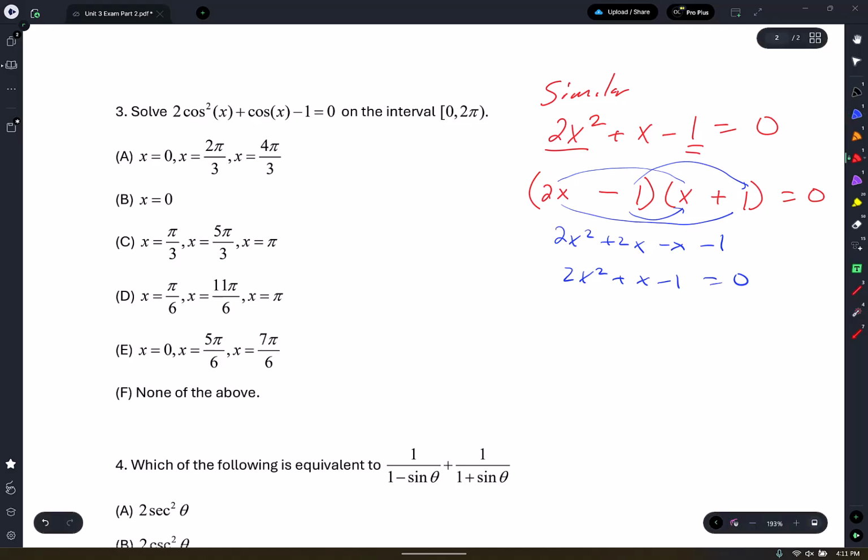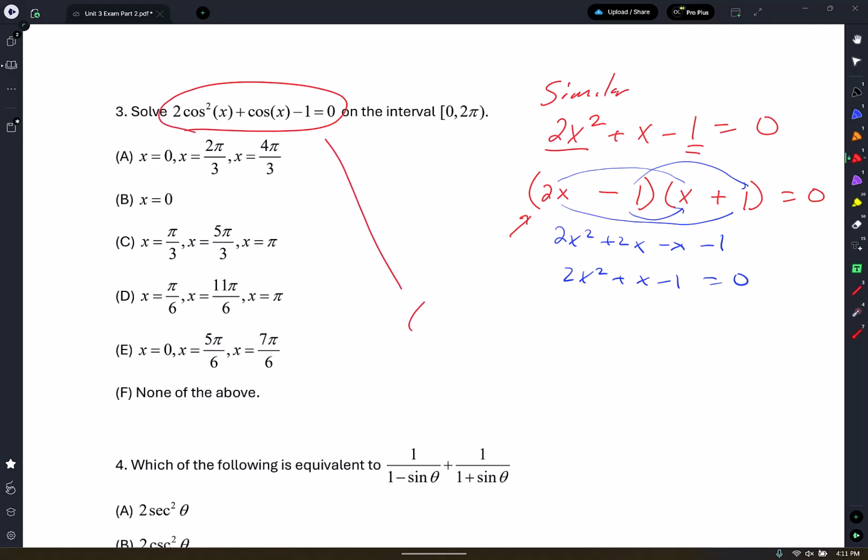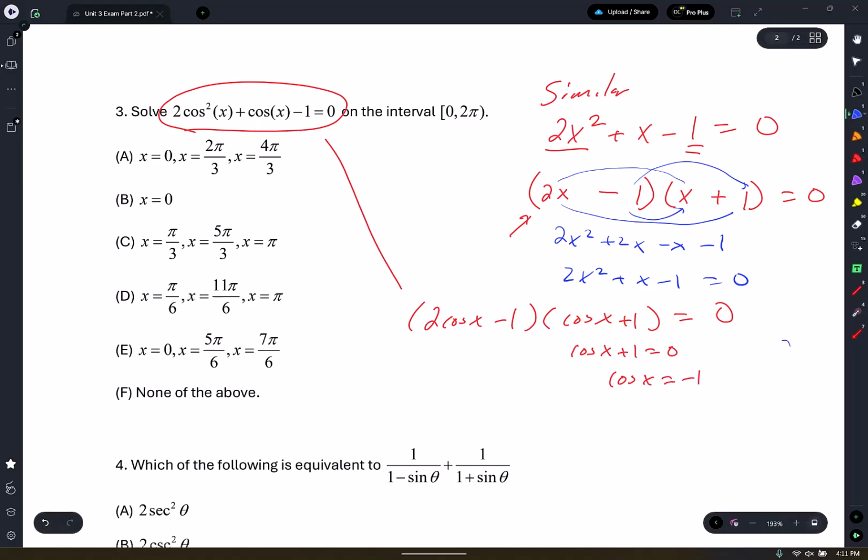So now that I know that it looks similar to this, I'm going to rewrite this. So here we go. 2 cosine x minus 1, close, open, cosine x plus 1, close, equals 0. And here we go. I'm just going to go cosine x plus 1 equals 0. So that means from this one, I can tell you that cosine x has to equal negative 1. On the unit circle, cosine x is negative 1 right there.